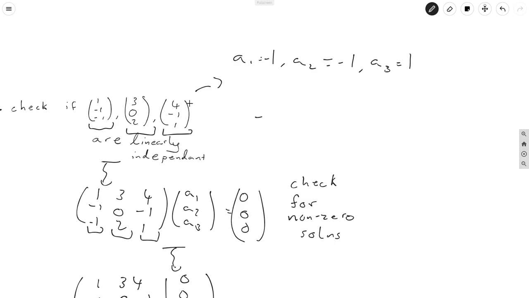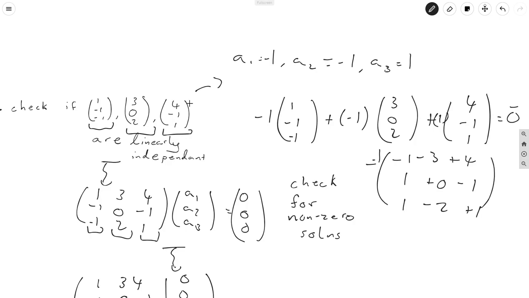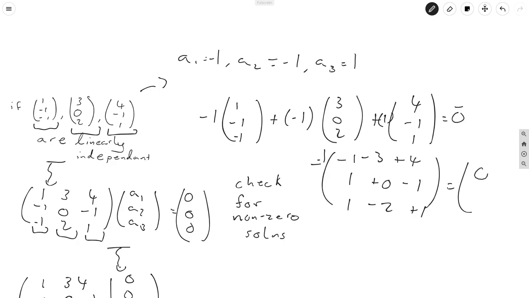Okay, so the claim is minus 1 times (1, minus 1, minus 1) plus minus 1 times (3, 0, 2) plus 1 times (4, minus 1, 1) equals 0. And notice that our scaling factors are non-zero, so if this comes out to be 0, that's very bad for linear independence. So indeed, we get minus 1, minus 3, plus 4, then 1 plus 0, minus 1, and 1 minus 2, plus 1. That's what we get if we combine all these vectors, and this is indeed equal to 0, 0, 0. So our vectors are indeed not linearly independent.